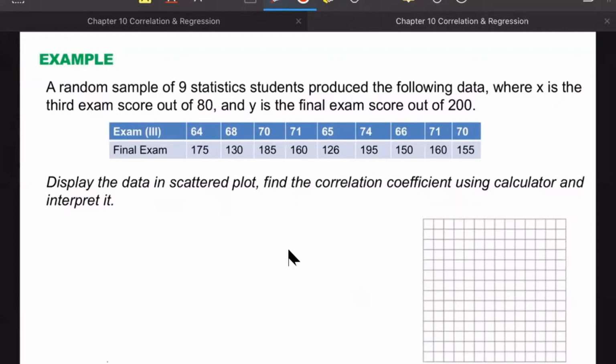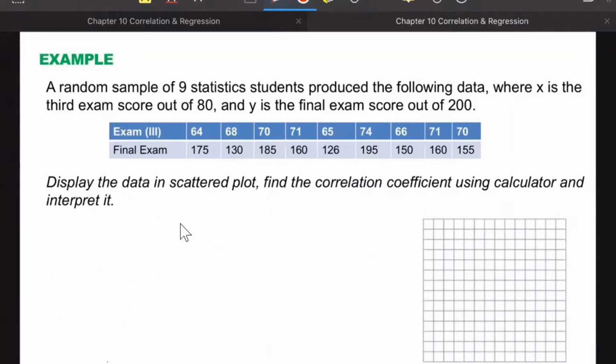Okay, let's begin. What it says is: a random sample of 9 statistics students produced the following data, where X is the third exam score. This is the third exam score of the 9 students, and their final exam score is also given. We want to see whether there is a relationship between the third exam score and the final exam score. Normally we think that if somebody is doing well in the first, second, and then the third exam also, there are chances that he or she will also do well in the final exam. We are going to observe that in this example.